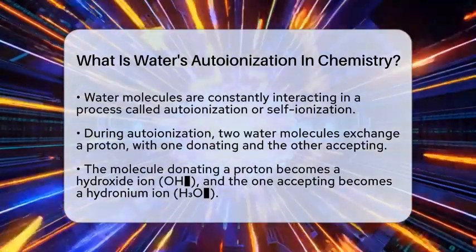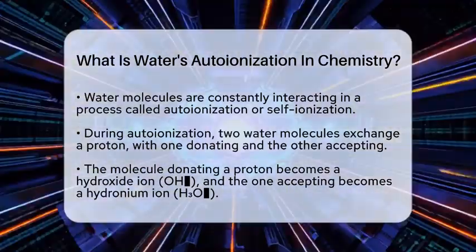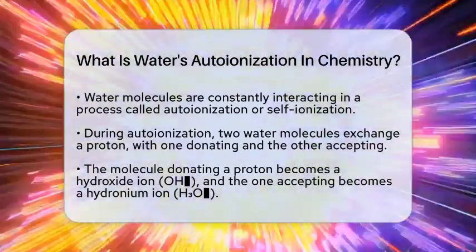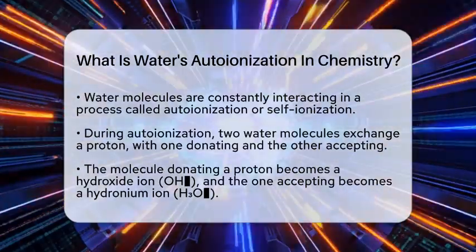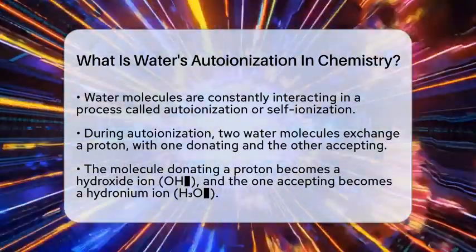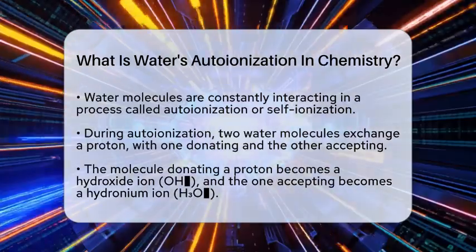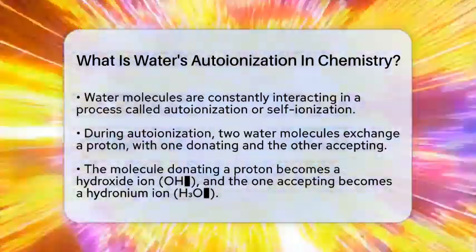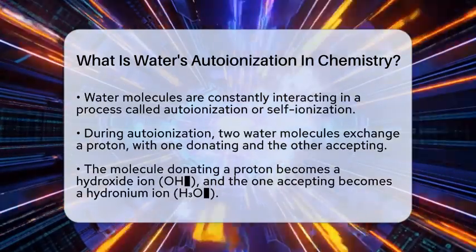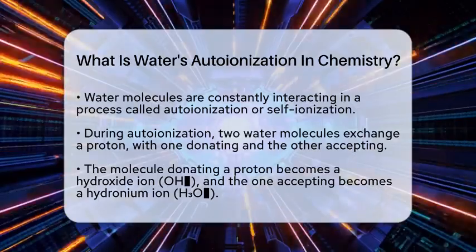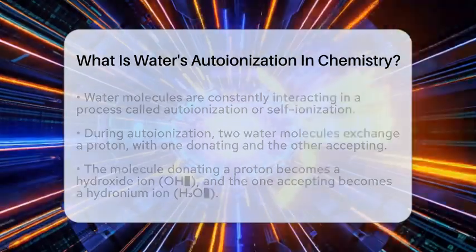In this process, two water molecules come close enough to exchange a proton, which is a hydrogen atom without its electron. One water molecule donates this proton to the other. When this happens, the molecule that gives away the proton becomes a hydroxide ion, which has a negative charge. The molecule that receives the proton becomes a hydronium ion, which carries a positive charge.